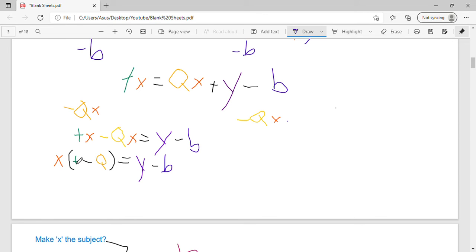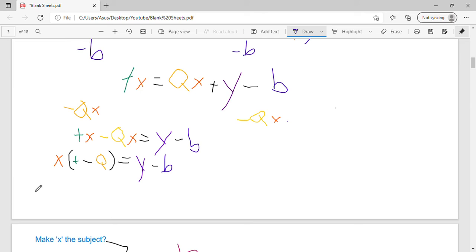Okay, so you can see that if we multiply this out, it would be the same. It would be x times t, so it would make tx, and x times minus q would make minus qx. Okay, and then what we can do is we can just divide by the brackets here. So we can divide by t minus q, and that will cancel it out from this side, and then we'll go over here, and we'll have x on our own.